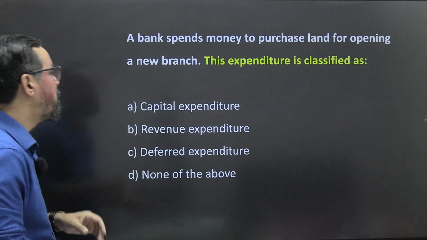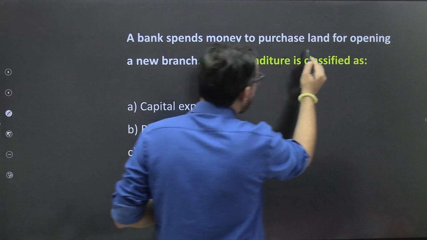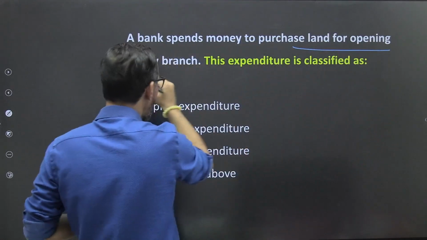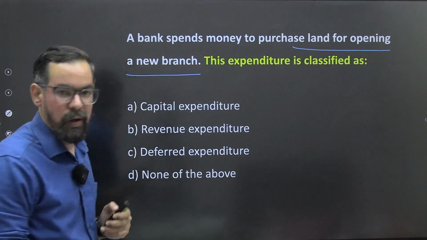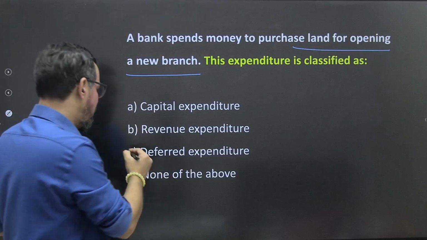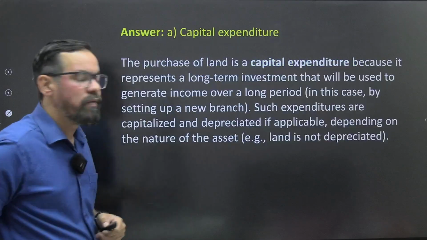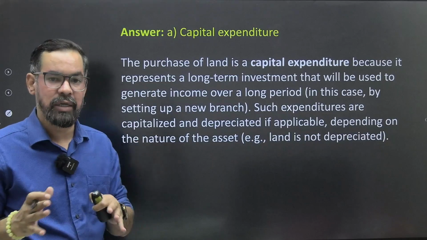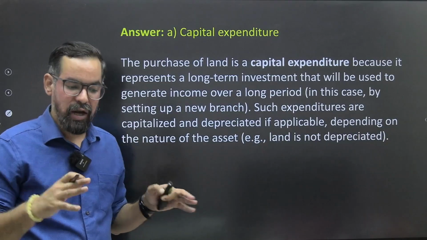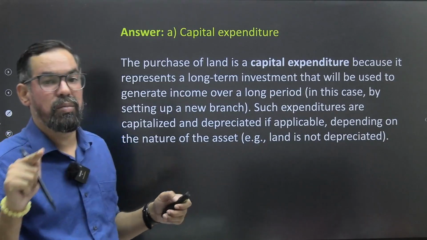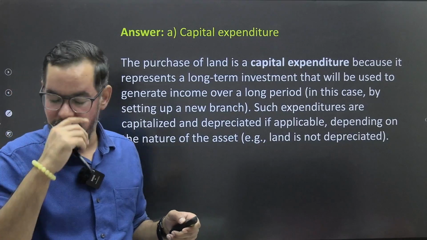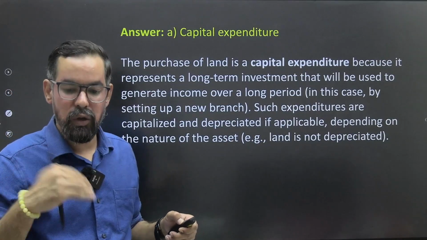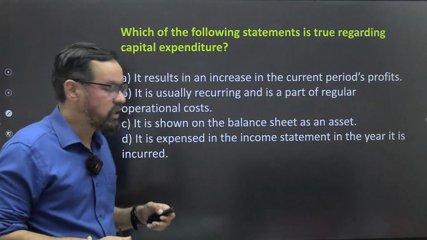Next one. A bank spent money to purchase land for opening a new branch. So it will be classified as capital expenditure. Okay, so option A only will be the right answer. So property, plant, equipment, goodwill, patents, copyrights, these all are spent on these particular ones. Or even you have to remember accounting standard 10 about the costing things and all, okay? So that generally comes under this.